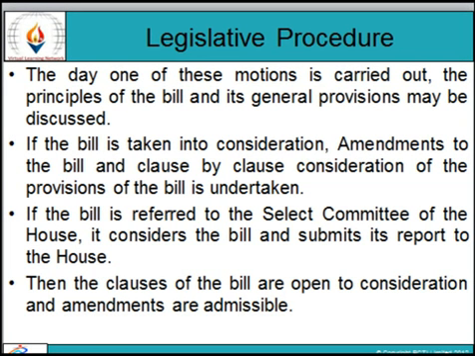On the day this motion is carried out, the principle of the bill and its general provisions may be discussed. If the bill is taken into consideration, amendments to the bill and clause by clause consideration of the provisions of the bill is undertaken. If the bill is referred to the select committee of the House, it considers the bill and submits its report to the House. Then the clauses of the bill are open to consideration and amendments are admissible.